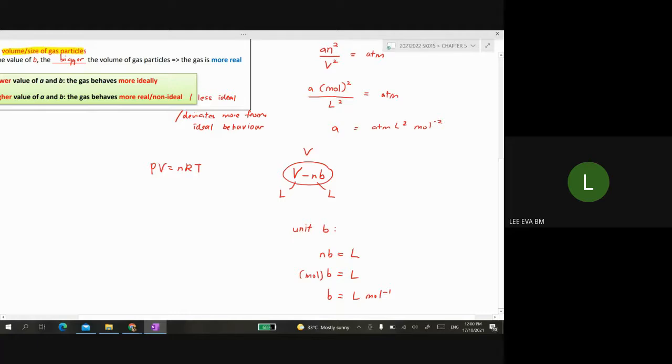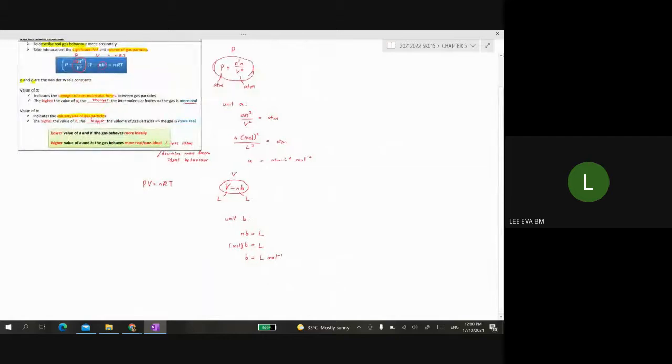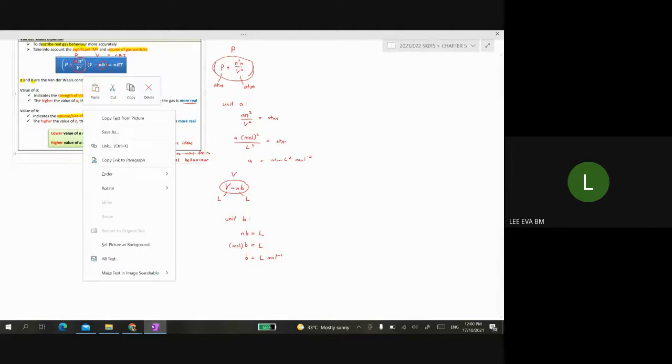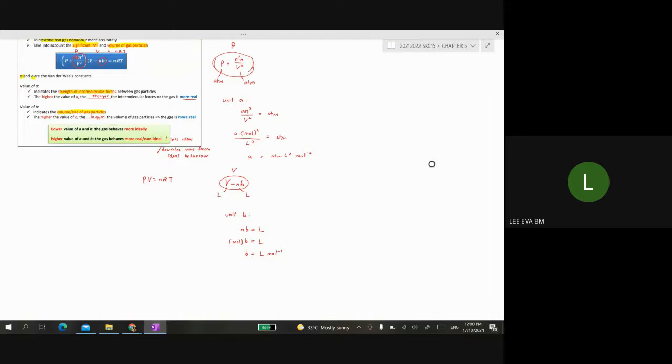Okay, this one is just extra information for you, as you can jot down over here. So PV = nRT, and then you have the van der Waals equation. The terms are still similar, but we take into account your intermolecular forces and the volume of gas particle. So dia cuma adjust sikit untuk equation PV = nRT. Equation dia adalah fixed dekat sini.